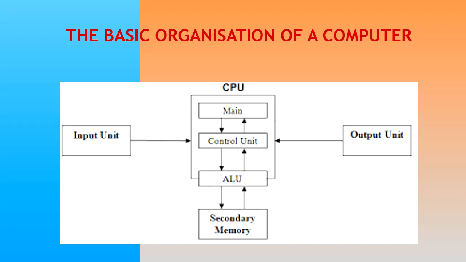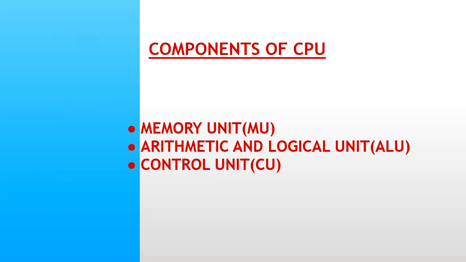After processing this data, it is sent to the output unit. This output unit consists of the output devices like monitor, speaker, which gives the output to the user. CPU consists of three main units: the memory unit, arithmetic and logical unit, and the control unit.